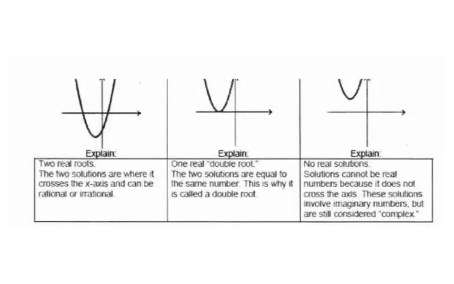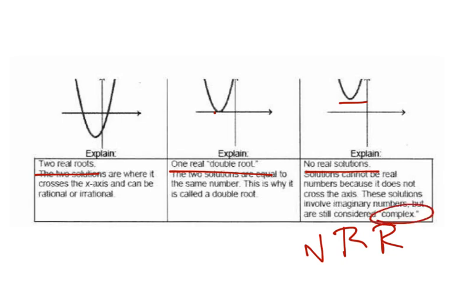This graph crosses the x-axis twice, which means that you have 2 real roots. This graph comes down and touches it, but doesn't go below it, so you have 1 real double root. This graph never actually touches it, so there are no real solutions. NRR. Do not tell me no solution. There is an answer, it's just that it's complex or imaginary.